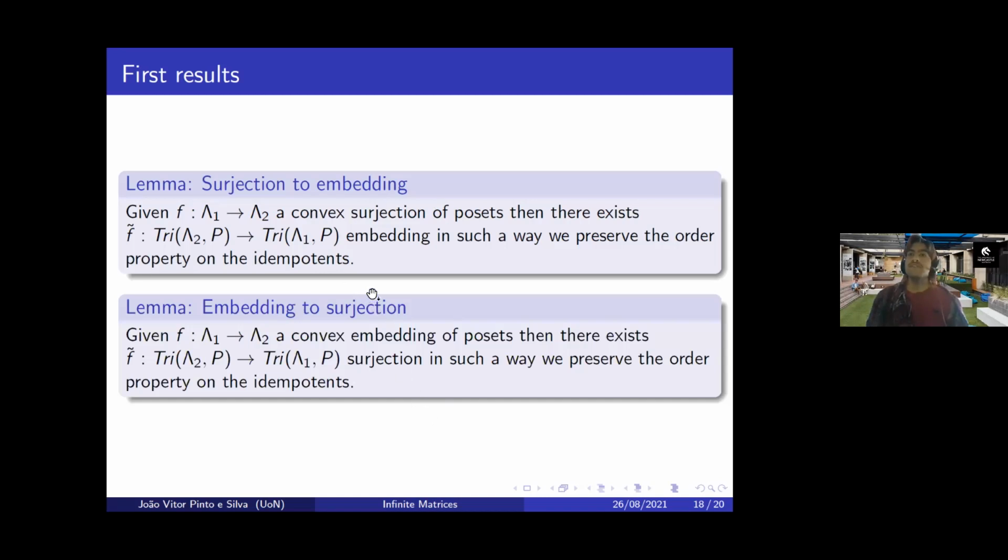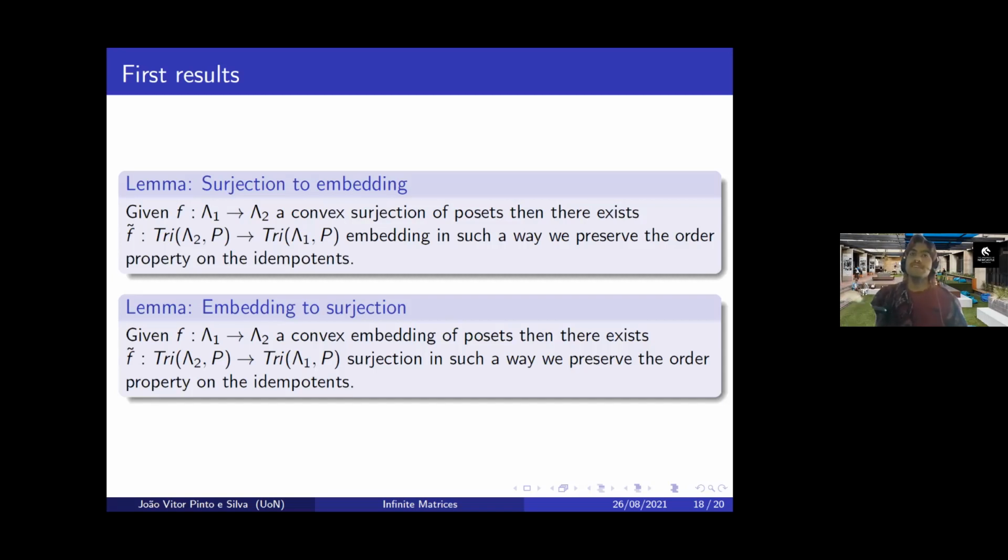And another one is on the opposite side. If we have a convex embedding, this was the problematic one that I had, but I was finally able to write it down in the last 2 days. We will have a surjection from tri lambda 2 p to tri lambda 1 p in such a way that we also preserve the order on the idempotents. So now what I'm trying to do, using these 2 results, is finally create a functor from the category of posets to the category of our triangular matrices indexed by a fixed p.